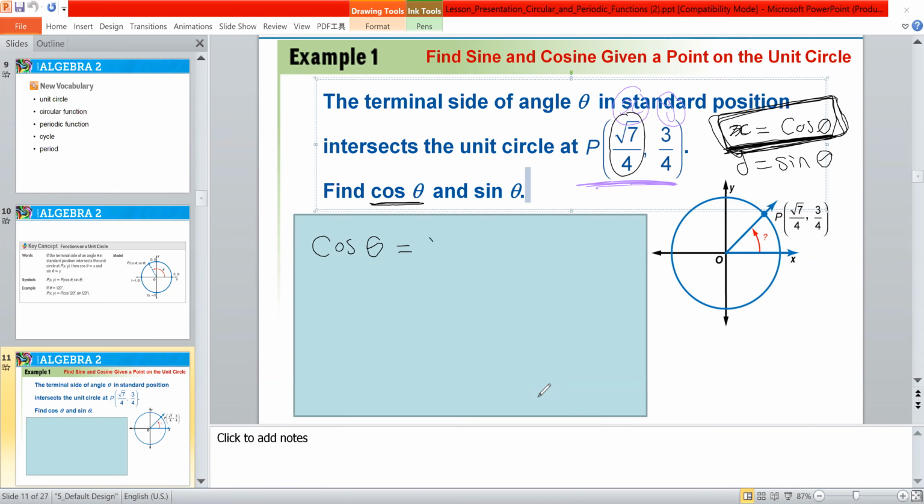And the sine is 3 over 4. So the sine is 3 over 4. And this is the end of our problem. In this problem, he asked you about x and y. X represents cosine and y represents sine. Okay? We're going to another example.